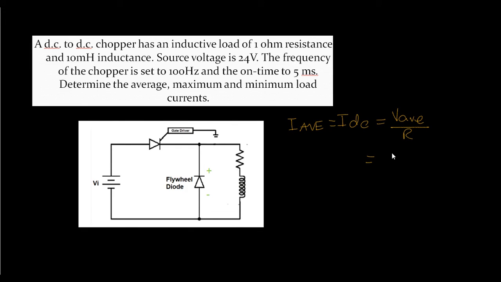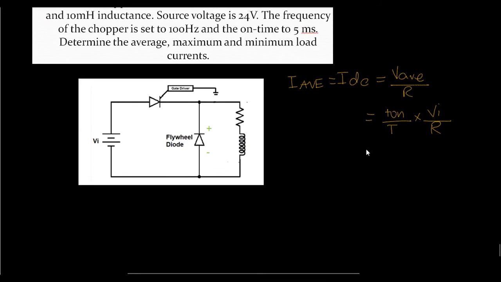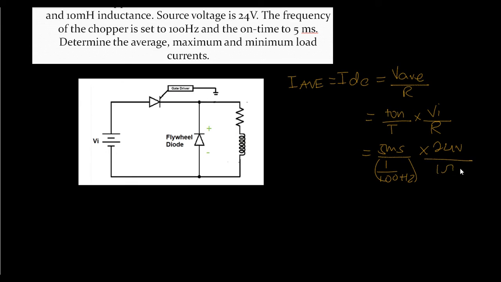So, the average voltage for a step-down chopper with an RL load is T on over T, which is the duty cycle, times input voltage, over R. So, T on is 5 millisecond. And our period, since the given is frequency, we will put 1 over 100 Hz. Okay, so 24 volt divided by 1 ohm is equal to 12 ampere. Okay, so that's easy.